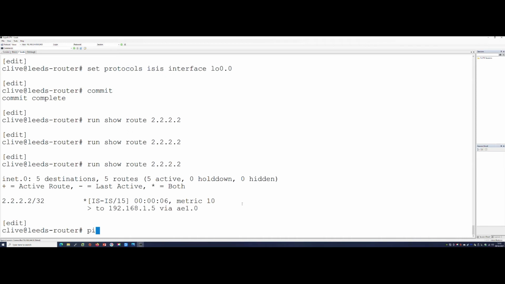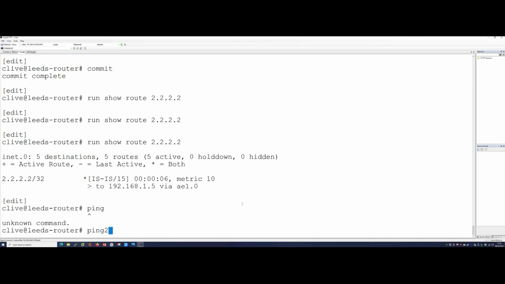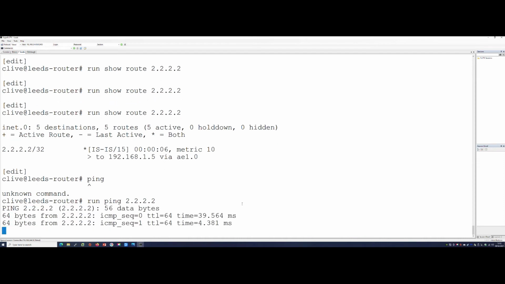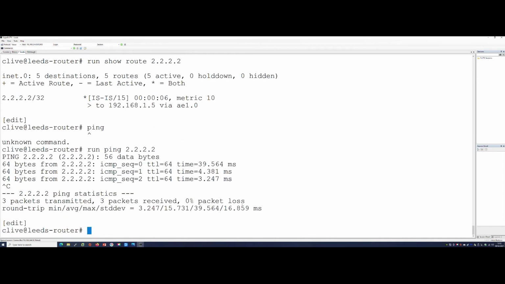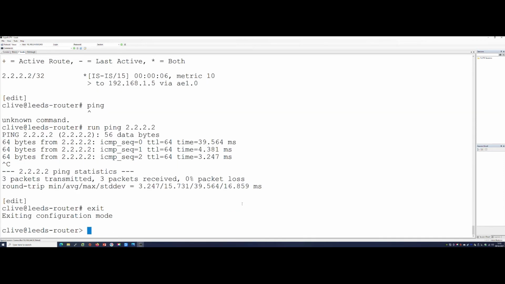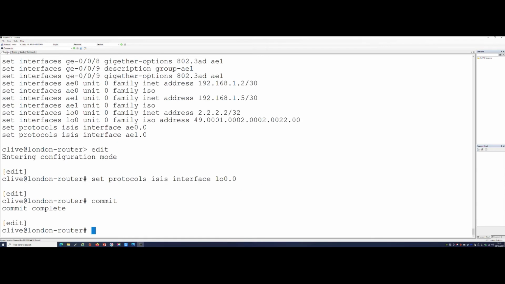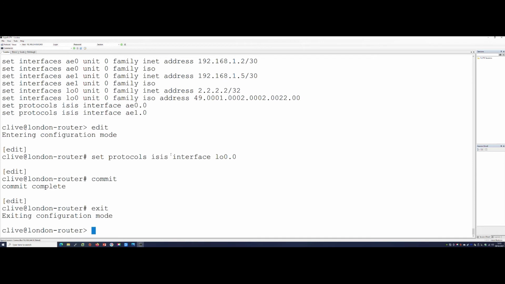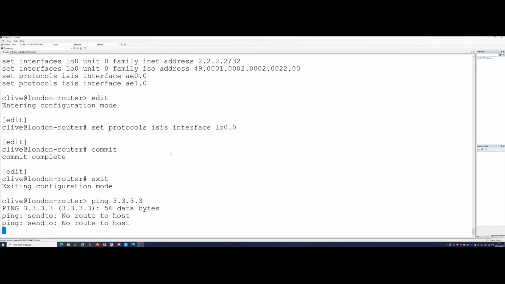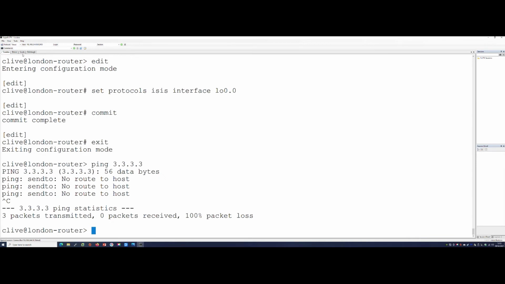So now, can we ping it? Okay, sorry, it's because we're in configuration mode. Of course we can, because there's a route there now. But we don't see any others at the moment, and the reason for that is because we haven't configured IS-IS on them yet. So, for example, from London we can't ping 3.3.3.3, we won't be able to because there's no route to the host. Okay, and that's the Bristol system.